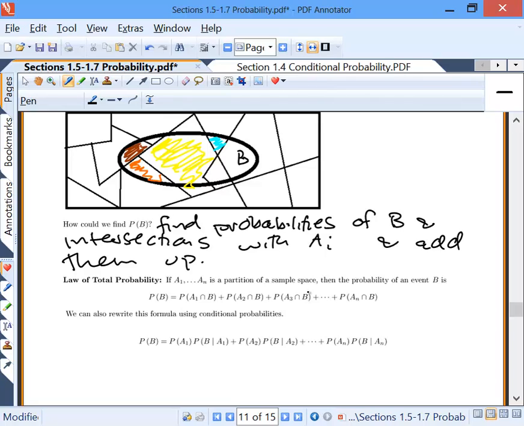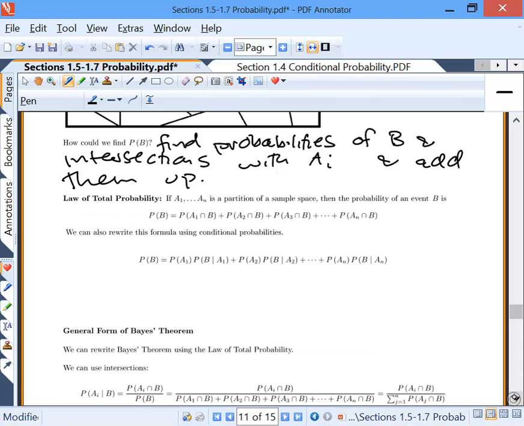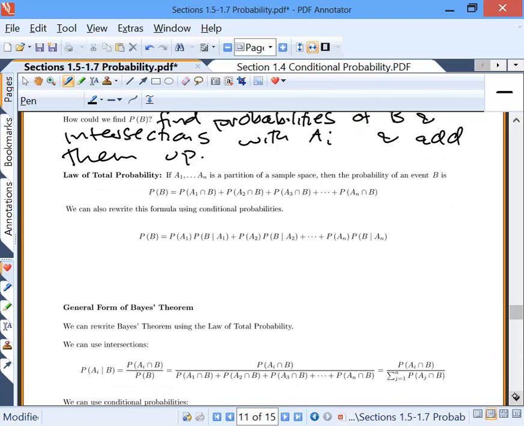You can write it with intersections, or you can write it with conditional probabilities. The probability of A1 and B is just the probability of A1 times the probability of B given A1. We know that, so we can write it with these conditional probabilities. Again, these are formulas that you don't have to memorize. I'm not that mean.